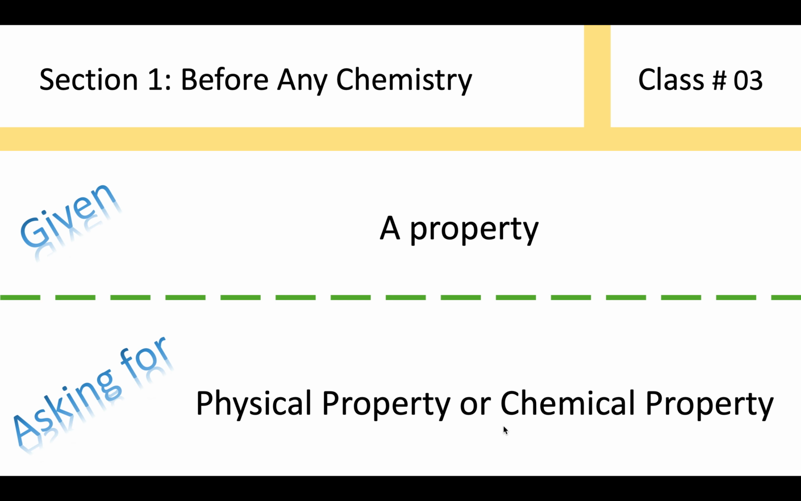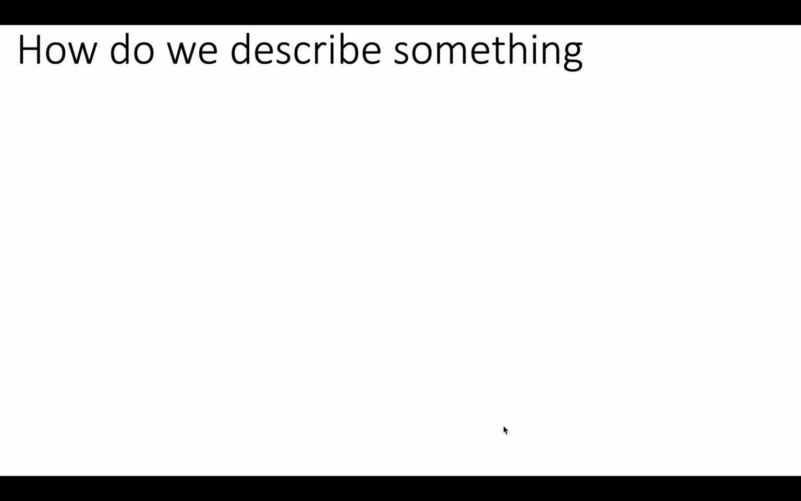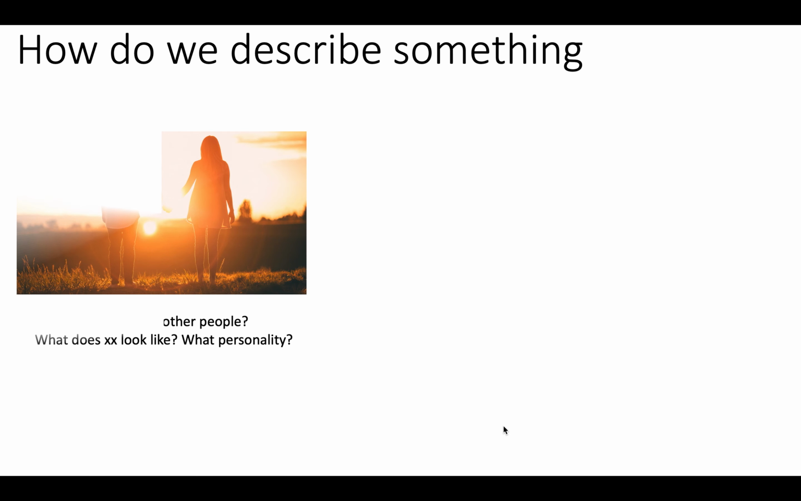This is about when you're given a property and you need to determine whether it is a physical property or a chemical property. So first, let's talk about how to describe something. For example, every day we describe a person. When you tell somebody what this person is like, you usually do it from two perspectives: what does this guy look like, and what kind of personality does he have?